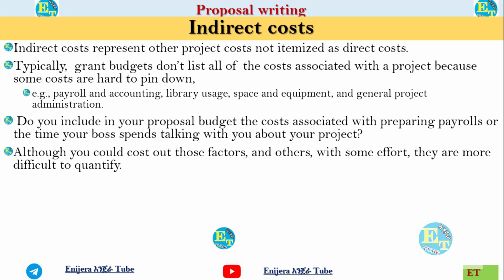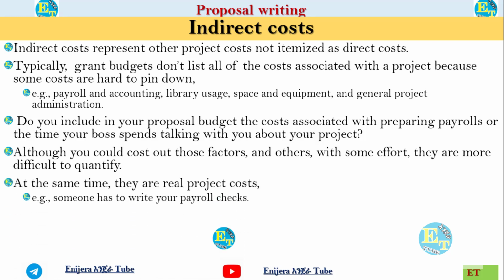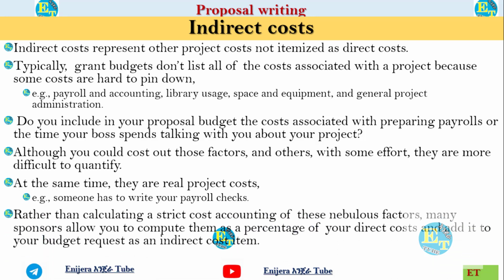Although you can't point out those factors and others with precision, they are more difficult to quantify. At the same time, they are real project costs. Someone has to write your payroll check. Rather than calculating a strict cost accounting of these nebulous factors, many sponsors allow you to compute them as a percentage of your direct cost and add it to your budget request as an indirect cost item.